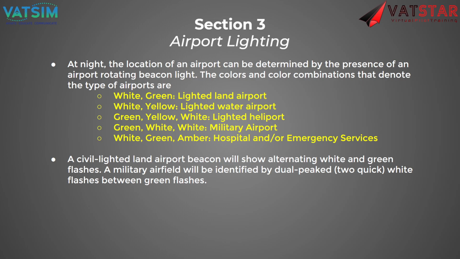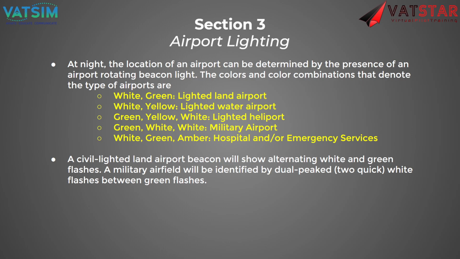So, airport lighting. At night, the location of the airport can be determined by the presence of a rotating beacon light. And the colors and color combinations that denote the type of airports are as follows. If you see a white and green beacon, so you'll see one white pulse and then one green pulse, that's a lighted land airport. If you see one white pulse and one yellow pulse, that's a lighted water airport. If you see green, yellow, and then white, that's a lighted heliport. If you see green and then two white flashes, that's a military airport, so I would avoid that. If you see white, green, and amber, that's a hospital or some other emergency location.